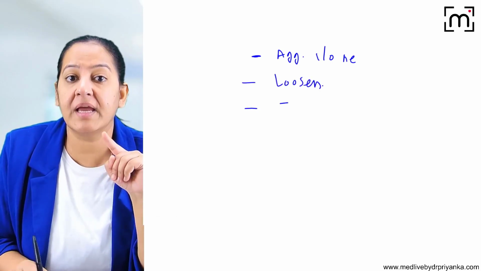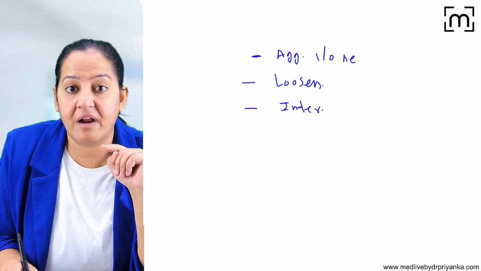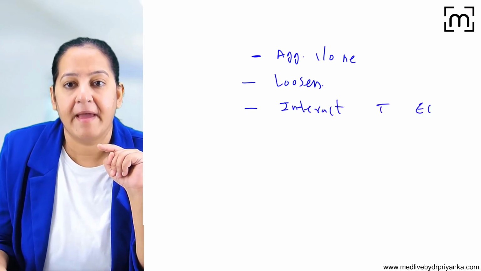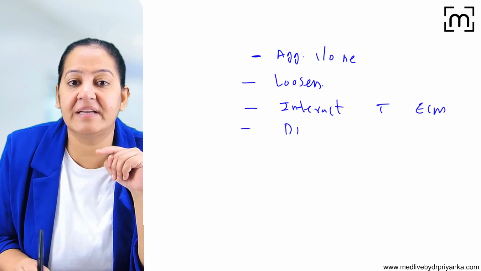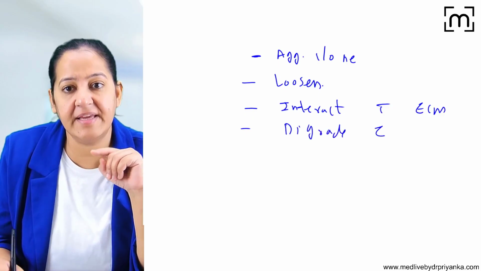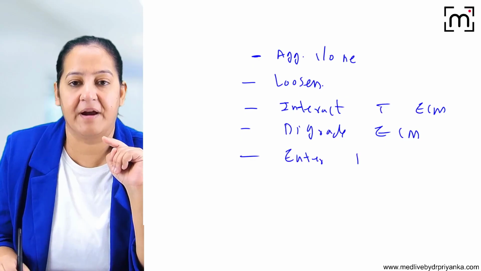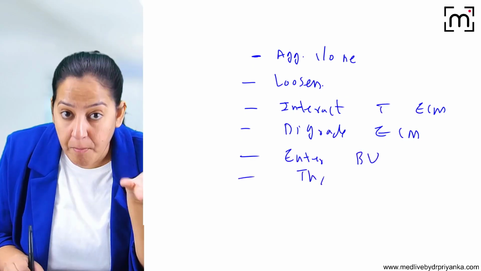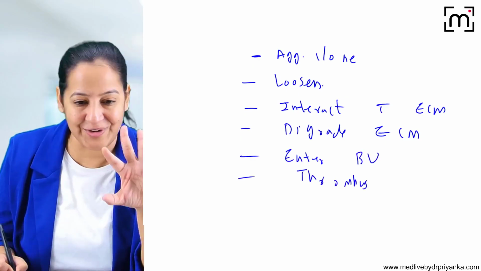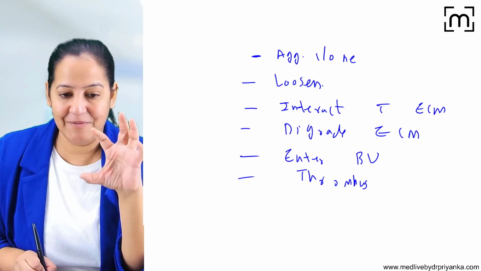After loosening, it interacts with ECM, and after interacting with ECM it degrades the ECM and penetrates inside. After that it enters the blood vessel and it will form a thrombus inside the blood vessel, otherwise WBC is going to kill it. Okay? So they will form a thrombus.